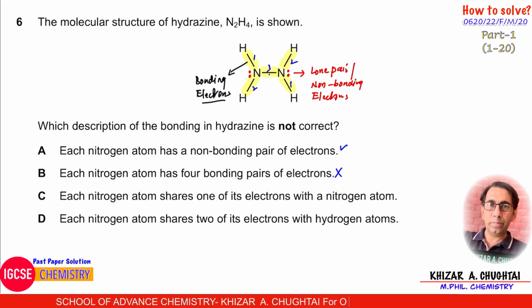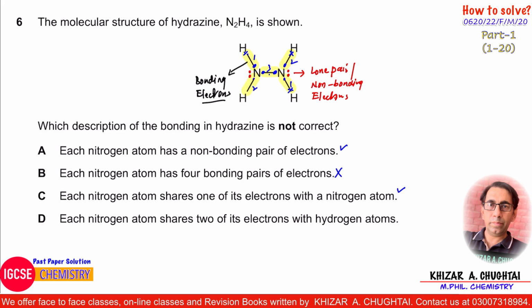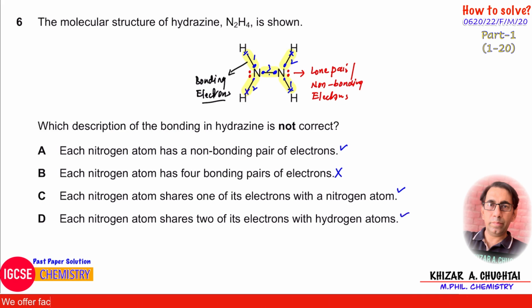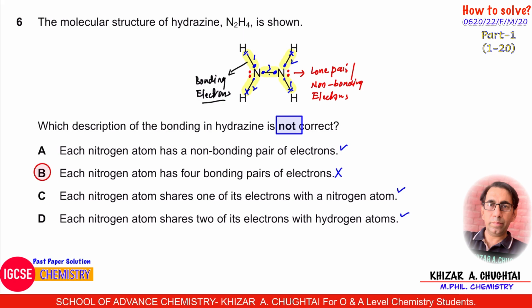So it's not correct. Each nitrogen atom shares one of its electrons with the other nitrogen atom. Yes, each nitrogen atom is sharing one electron mutually with the other nitrogen atom. Yes, it is correct. Each nitrogen atom shares 2 of its electrons with the hydrogen atom. Yes, it is correct. So he is asking not correct, and the not correct is the B option. So B is the required option, the correct answer.